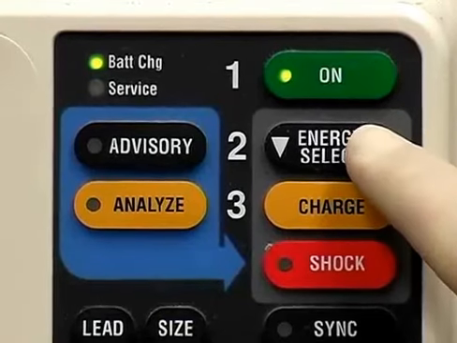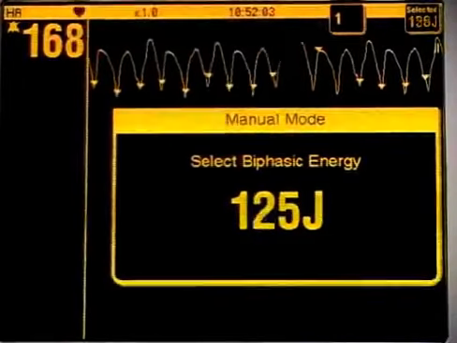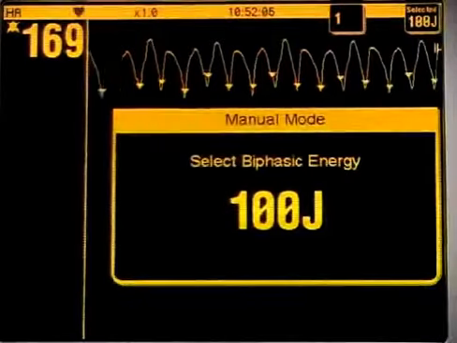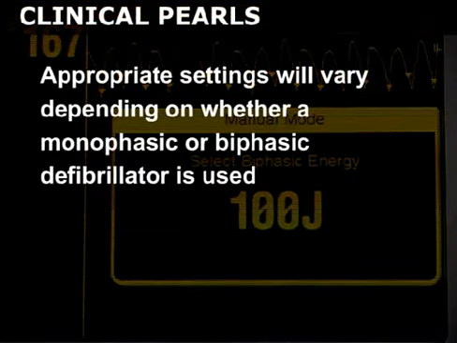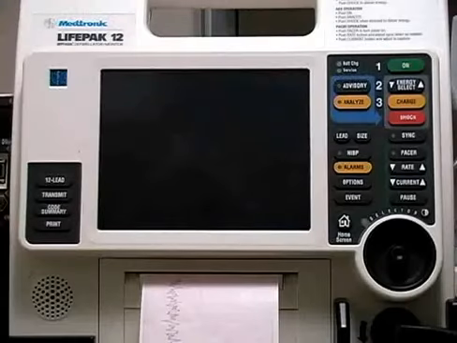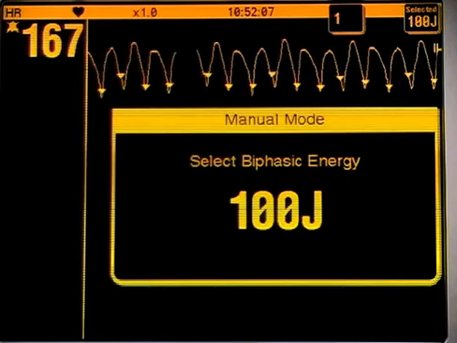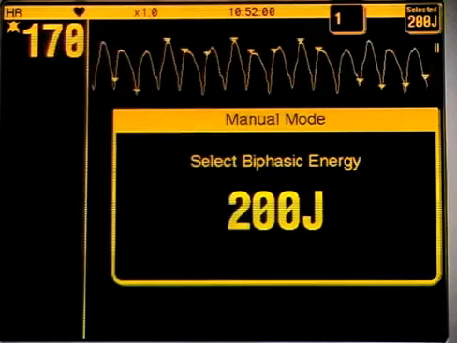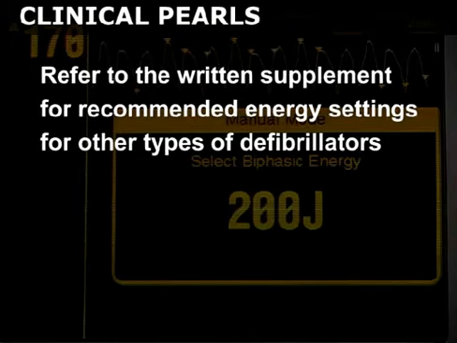Next, push the Energy Select button on the monitor to choose the appropriate output for the first countershock. The energy selected will be displayed on the monitor screen. Appropriate settings will vary depending on whether a monophasic or biphasic defibrillator is used. For the device depicted in this video, which incorporates a biphasic rectilinear waveform, 100 joules is used for the initial shock, and all subsequent countershocks are 200 joules. Refer to the written portion of this chapter for recommended energy settings for other types of defibrillators.